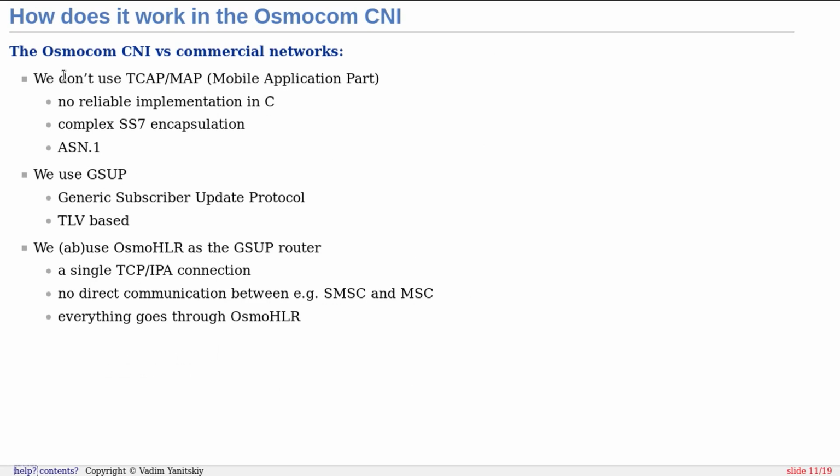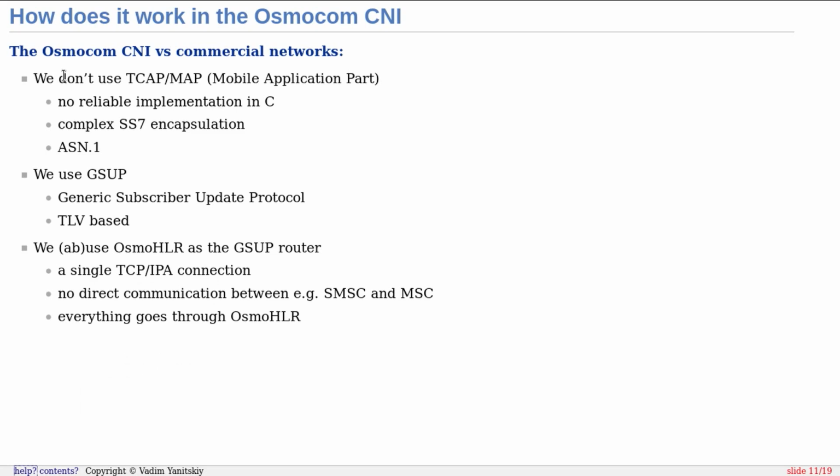But we are not implementing TCAP nor MAP. In Osmocom, we are using GSAP, and there are a few reasons. One of them is that we don't have a reliable implementation of MAP in C yet. We need to deal with ASN.1 encoding, and we also need to deal with some lower layer protocols of MAP, like the ones in which it's being encapsulated.